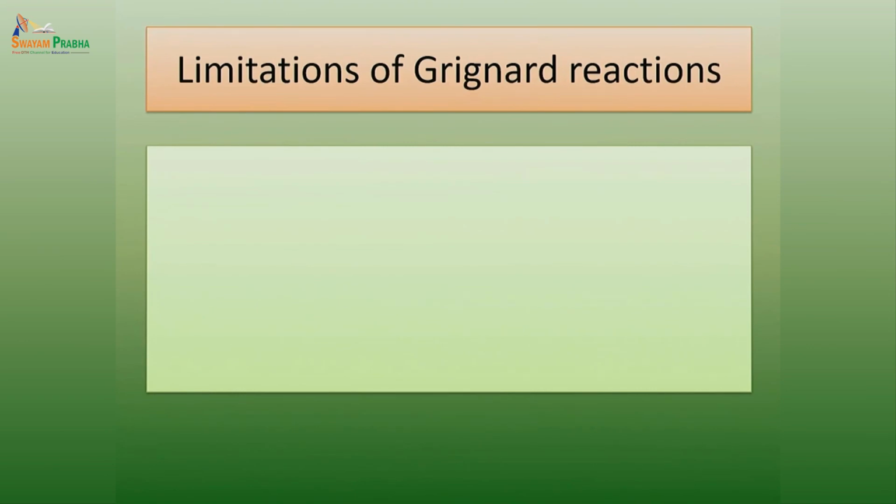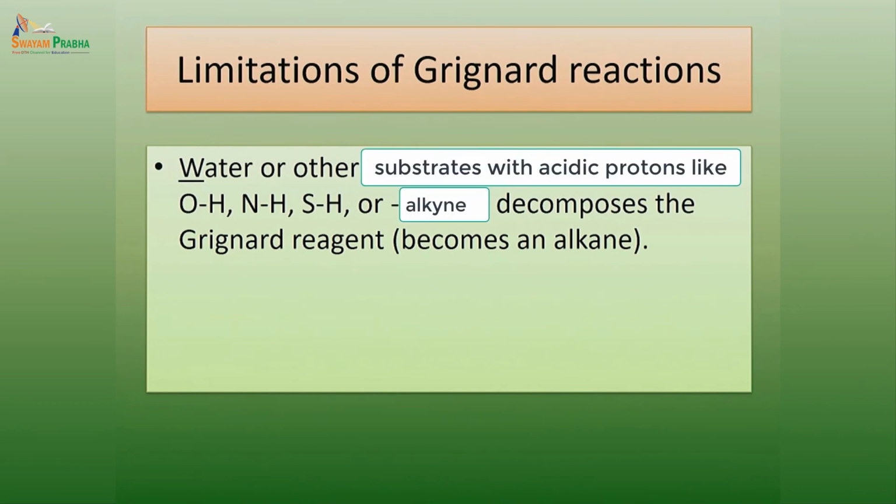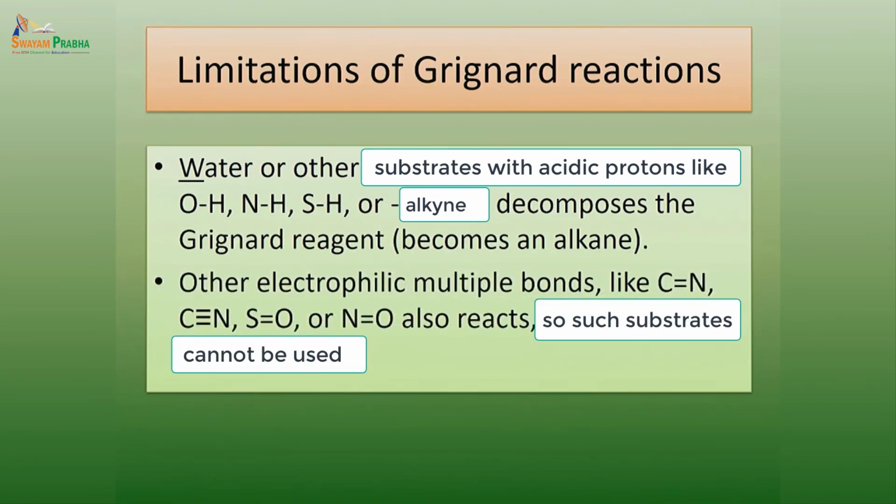Although we say the Grignard reaction is an important reaction, there are a few limitations associated with it. The first one: water or other acidic protons like OH, NH, SH, etc. generally kill the Grignard reagent. That means they decompose the Grignard reagent, and that's the reason we cannot use these substrates in the Grignard reaction. Another problem is the addition of Grignard reagent to multiple bonds. If C double bond N, C triple bond N, or other multiple bonds are present in the molecule and undergo reactions, Grignard reagents cannot be used. So these are the major drawbacks of the Grignard reaction.